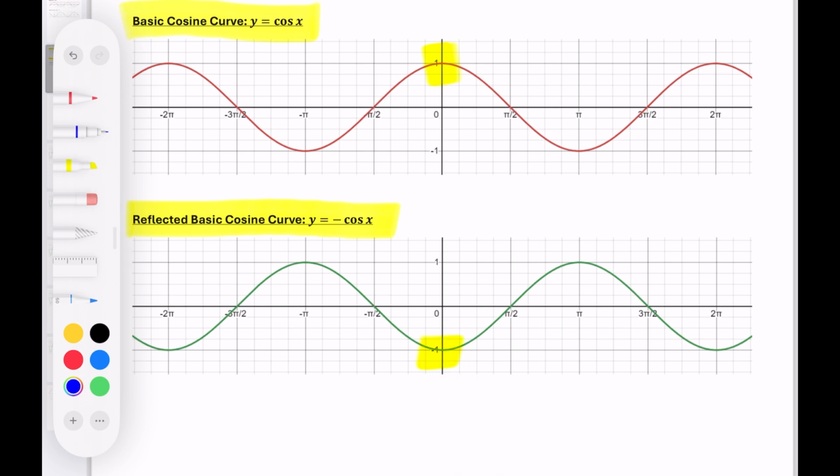Within a neighborhood of the starting point of the basic cosine curve, the behavior of the graph is like this. It is passing a peak. Within a neighborhood of the starting point of the reflected basic cosine curve, the behavior is like this. It is passing a trough.